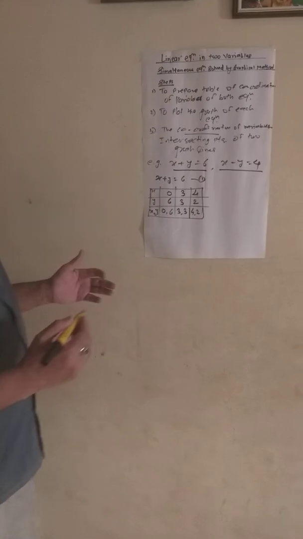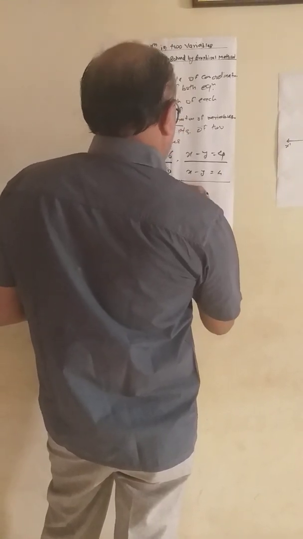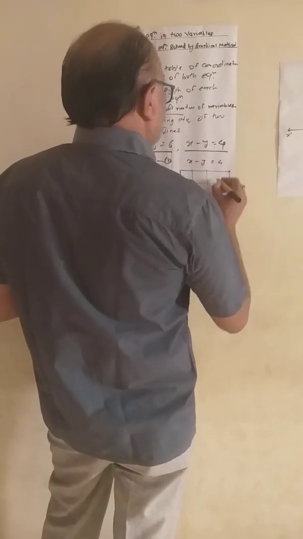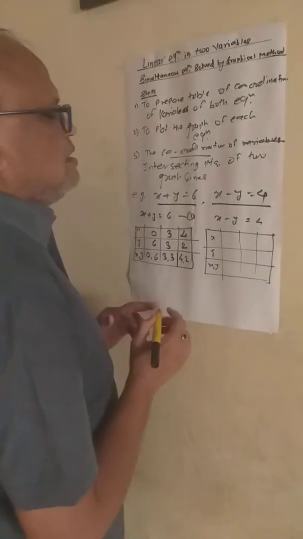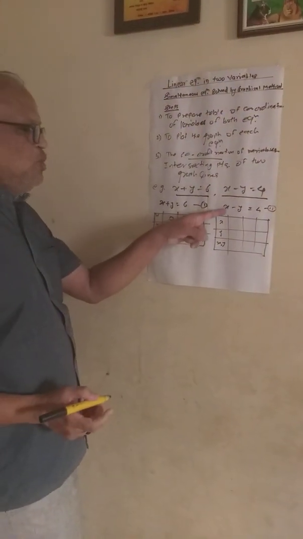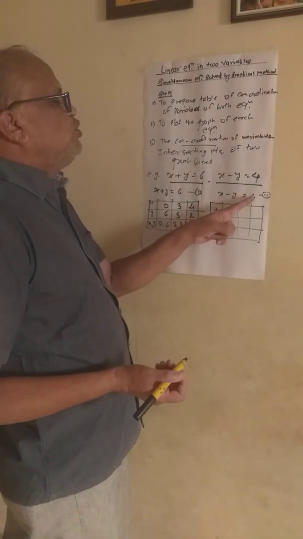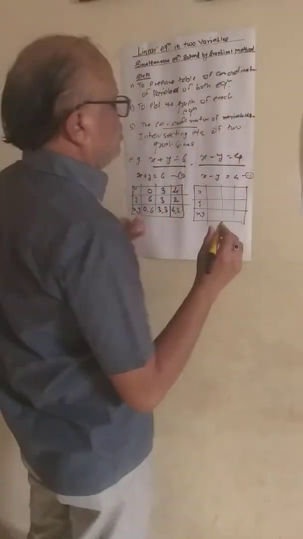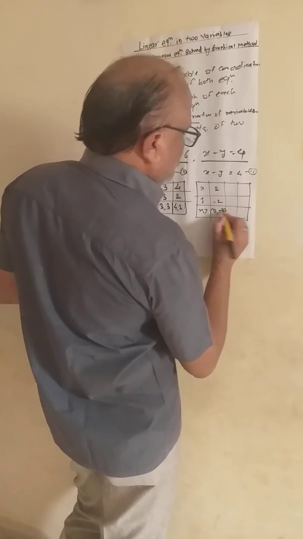Similarly, we find the coordinates of the second equation. The second equation is x minus y is equal to 4. We take an appropriate small value of any one variable. Suppose we take the value of x as 2 in the second equation: 2 minus y is equal to 4. Therefore minus y is equal to 4 minus 2, minus y is equal to 2, therefore y is equal to minus 2. So 2 and minus 2 are the first pair of coordinates.